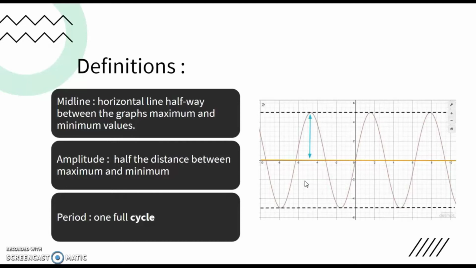So next we have the period. A period is a full cycle in which the pattern of the graph restarts. Each period has a minimum and maximum point.